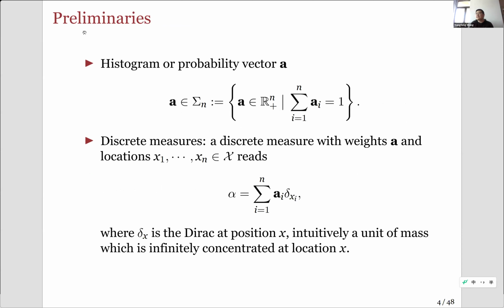In the discrete setting, which we will focus on initially, we often represent distributions as histograms or probability vectors. Imagine a vector a in R^n, where all elements a_i are non-negative and sum to 1. Each a_i represents the mass of the distribution located at a specific point x_i. We can write the discrete measure formally using a Dirac delta function, where delta_{x_i} represents a unit mass concentrated entirely at location x_i.